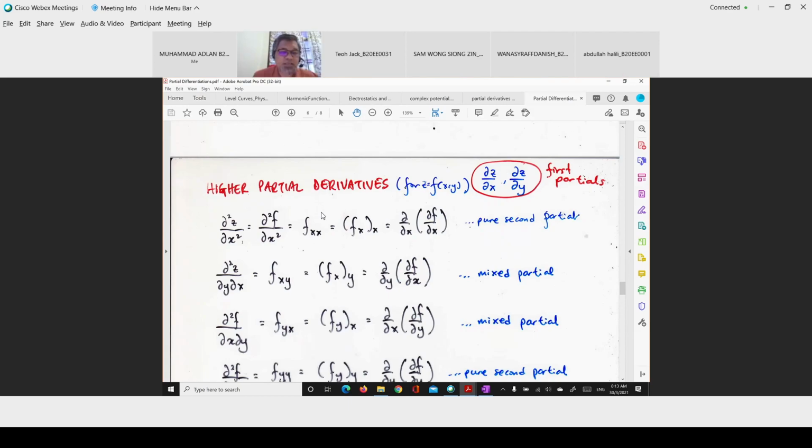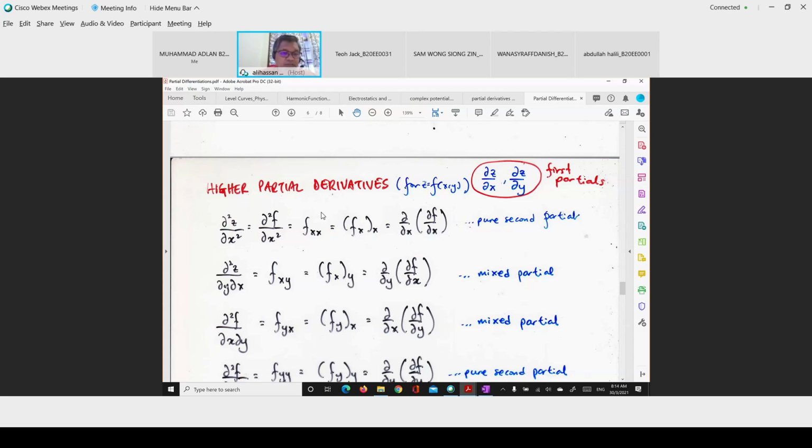Subscript x and x. It means that first we calculate f partial x, and then we differentiate the result with respect to x. So it can also be written in this form. This is called pure second partials here.